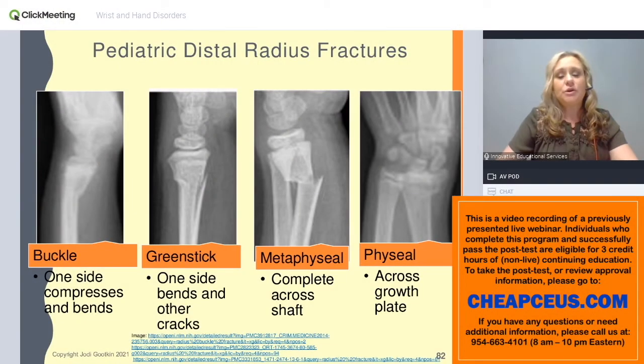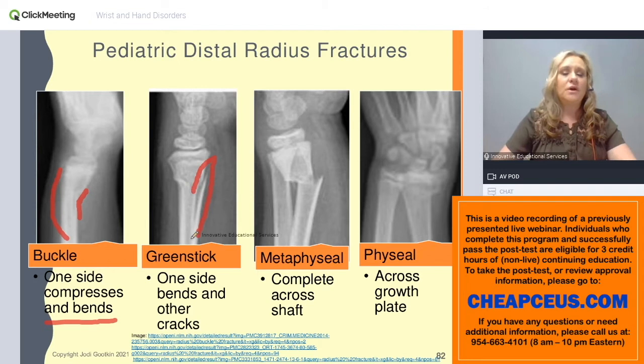Pediatric fractures are going to look a little bit different, because the bone tends to be softer for the patient, it's not fully ossified. A buckle fracture is going to occur where one side of the bone is going to compress and the other side is going to bend. So we have a compression here and a bend on that side. Greenstick fracture, we're going to see a little splintering off of the bone. We can have a complete fracture across the shaft, and then we can also have those growth plate type of fractures.